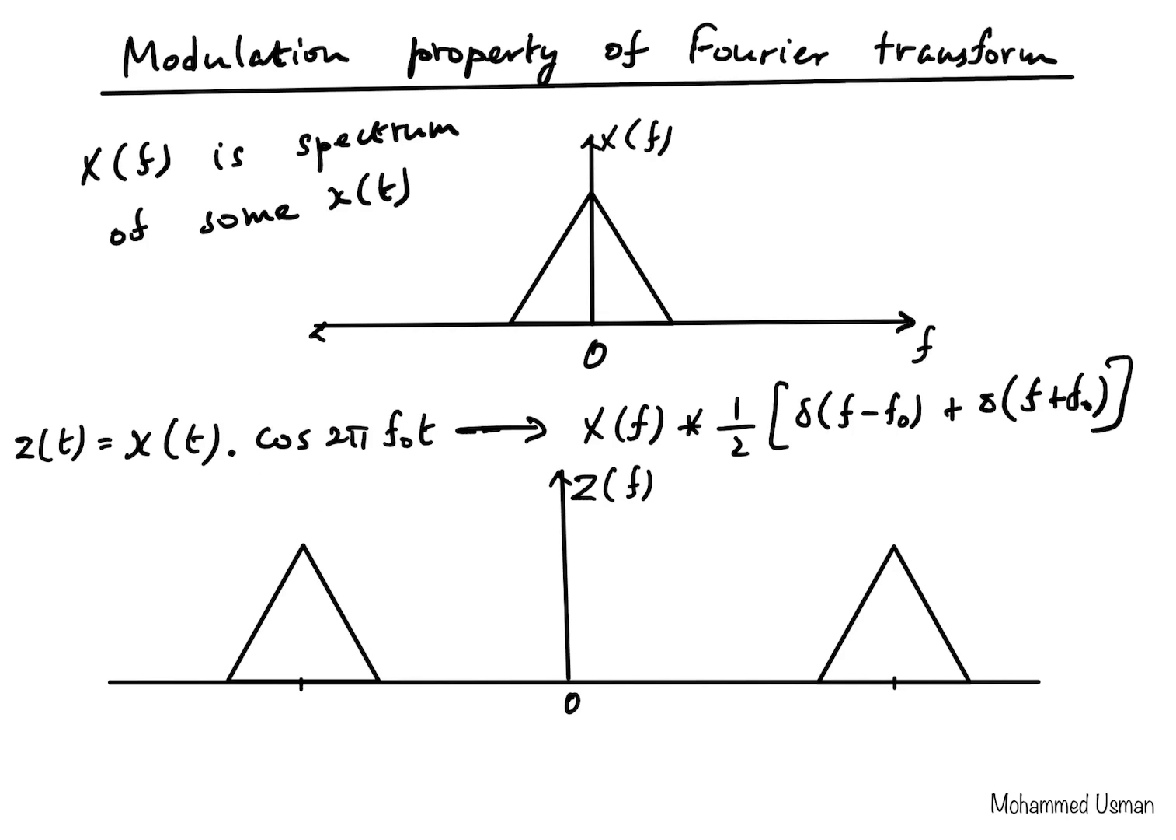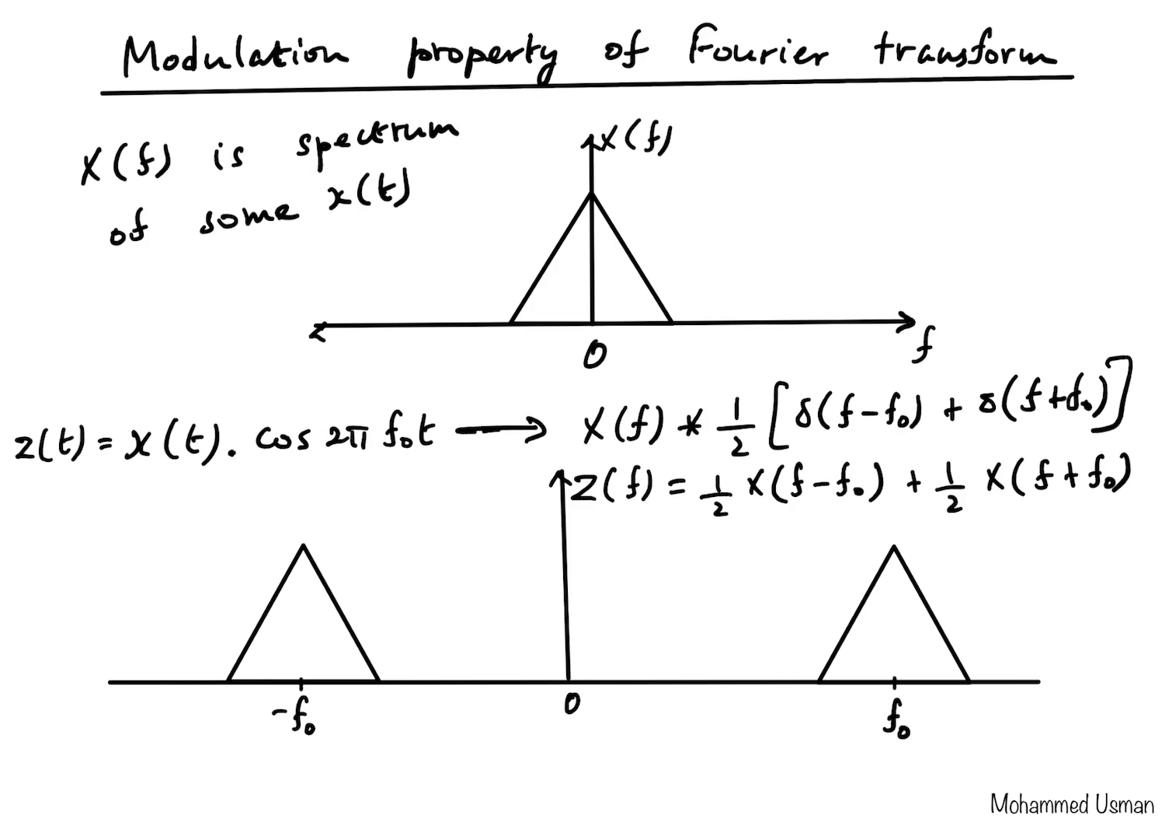So let's plot that. What we see is that as a result of this convolution, the spectrum Z of f of the signal z of t, which we obtain by multiplying the time domain signal x of t with cosine 2 pi f naught t, which we can call a carrier signal, is basically the convolution of the respective Fourier transforms. If we denote that as Z of f, it's basically half into X of f minus f naught plus half into X of f plus f naught. So we have a replica at f naught and another replica at minus f naught.